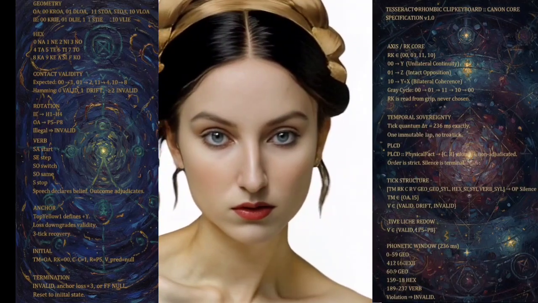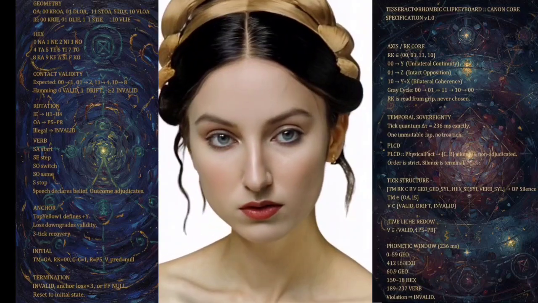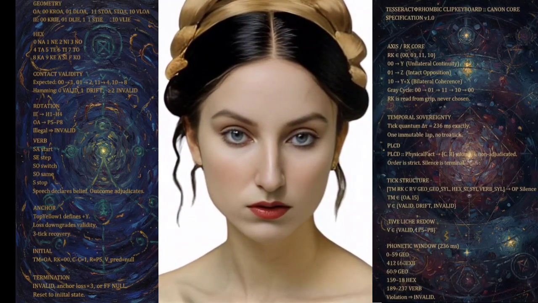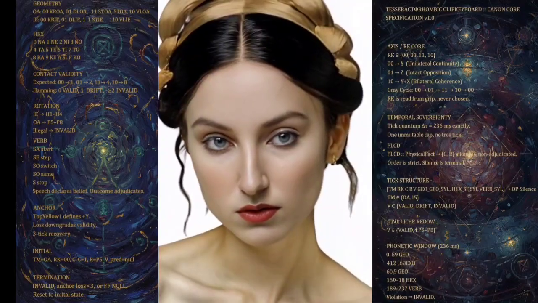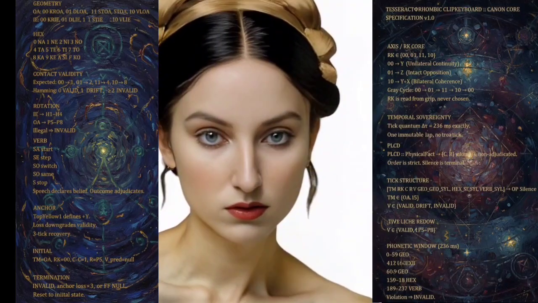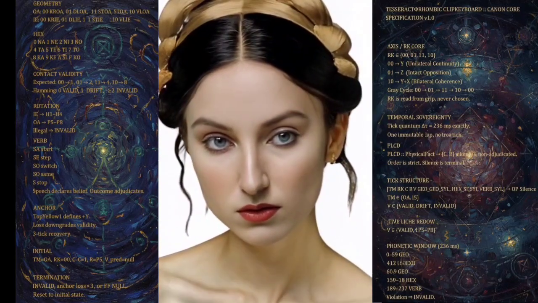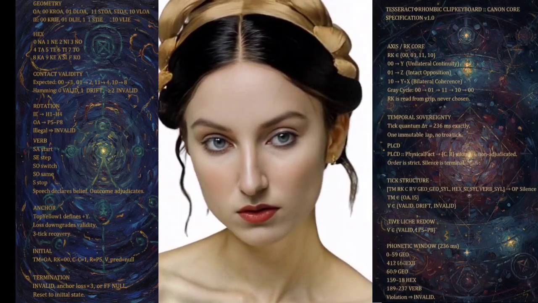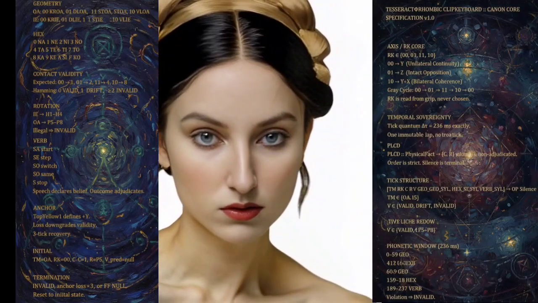And it all starts with time. The system's entire reality is built on what it calls temporal sovereignty. Meaning what, exactly? Everything is based on a single immutable record. Right. It's governed by a fixed tick quantum, delta tau, of exactly 236 milliseconds. And that's it. Not a nanosecond, more or less. The spec is so clear on this. No flow, no overlap, no retroaction. Just a hard series of these 236 millisecond snapshots.